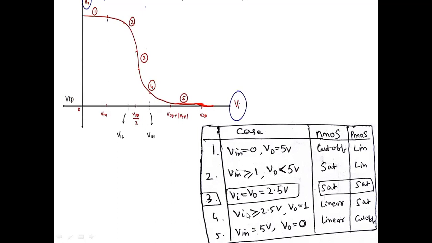Okay, again in the fourth region, the fourth region is this one. Here the conditions of my devices will be: NMOS will be in the linear region and PMOS will be in the saturation region. Again, here this is region 5. In region 5, the NMOS will be in the linear region and PMOS will be in the cutoff region.